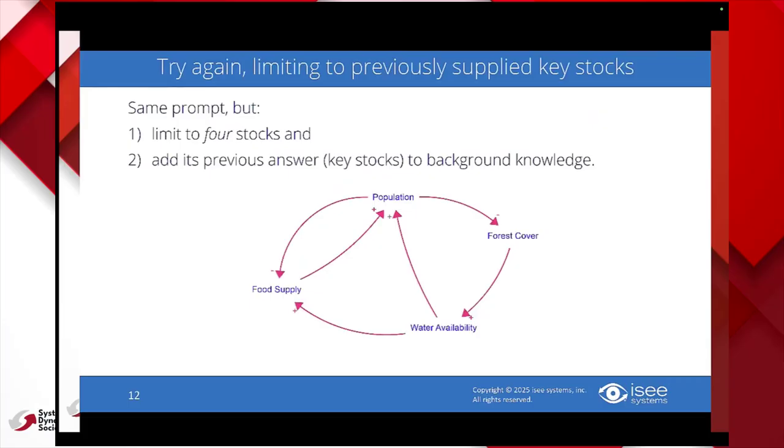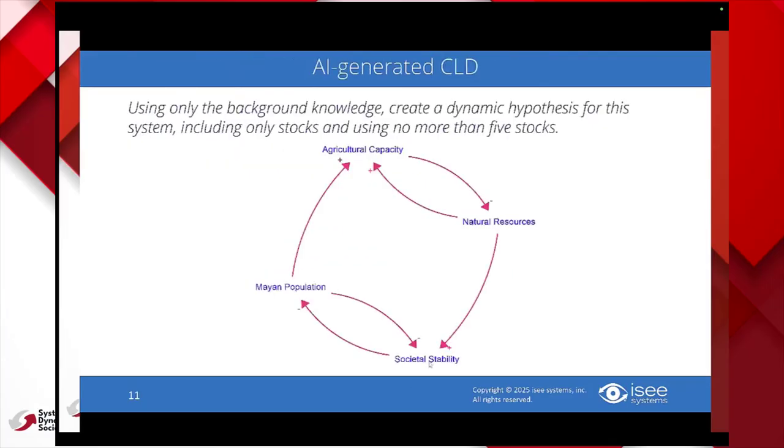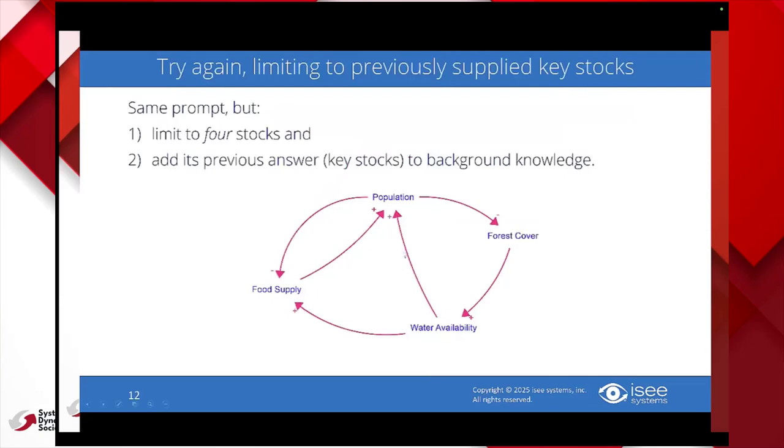And now it gave me something that actually made sense, that actually uses the background knowledge. I don't know if anyone noticed, by the way, so societal stability was never mentioned before, and I don't believe it's even in the article. So it's making stuff up. Anyway, here we have a decent CLD.